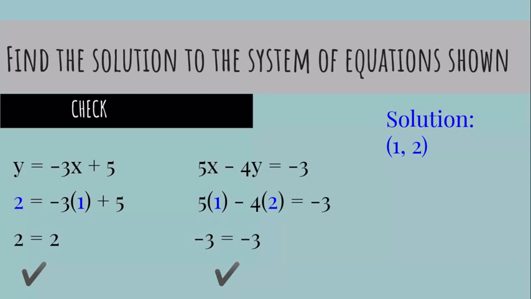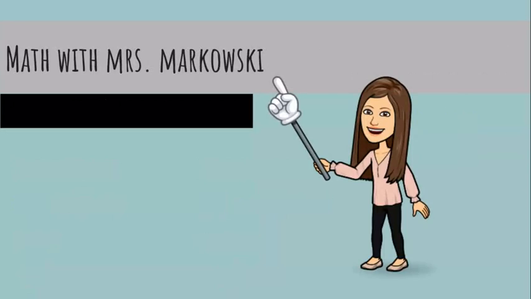Okay, so that's how you solve a system of equations algebraically using the substitution method. I hope this was helpful. I'm going to make a video also using the elimination method, and we'll also talk about when it's better to use which method.